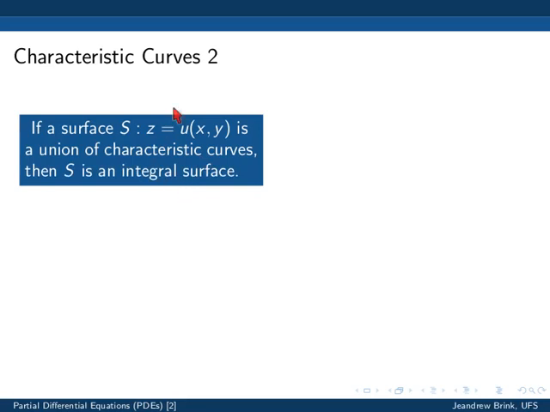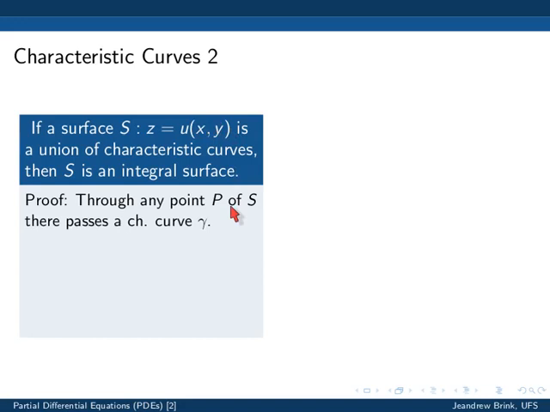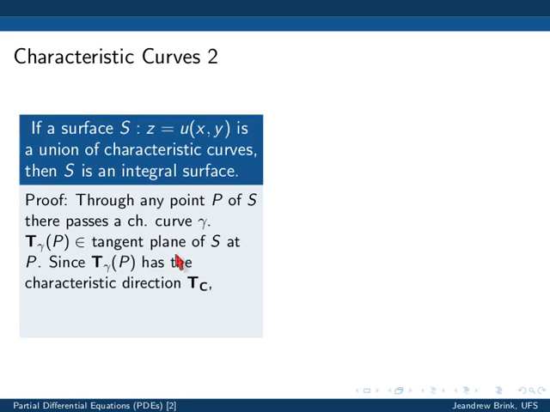In other words, if S is the union of characteristic curves, S satisfies the condition that it obeys the partial differential equation. And so just to put that out, you can say the proof is through any point P in S. Okay, we know that S is now defined as the union of characteristic curves, so P lies on a characteristic curve, okay? And therefore, the tangent to the curve that passes through P lies in the tangent space of S at P, okay? And since the tangent of the curve at P has the characteristic direction, therefore the normal N to S at P obeys that condition. Okay.